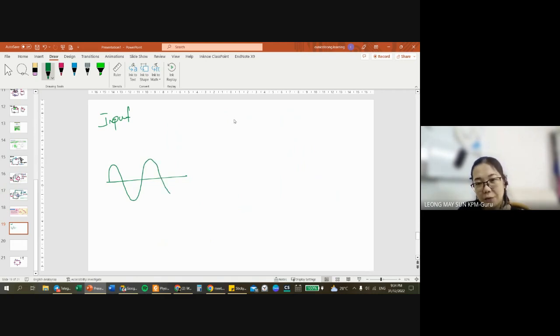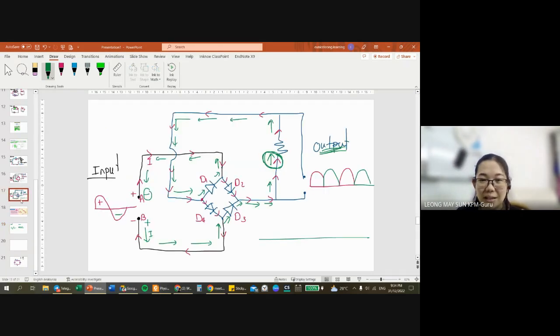Now for a full wave rectification, you know how the power supply goes right now. If the laptop is directly connected to a full wave rectification, it will switch on, switch off, switch on, switch off, and so on. Why? Because it is increasing, decreasing, increasing, decreasing. So we must do something to this circuit.